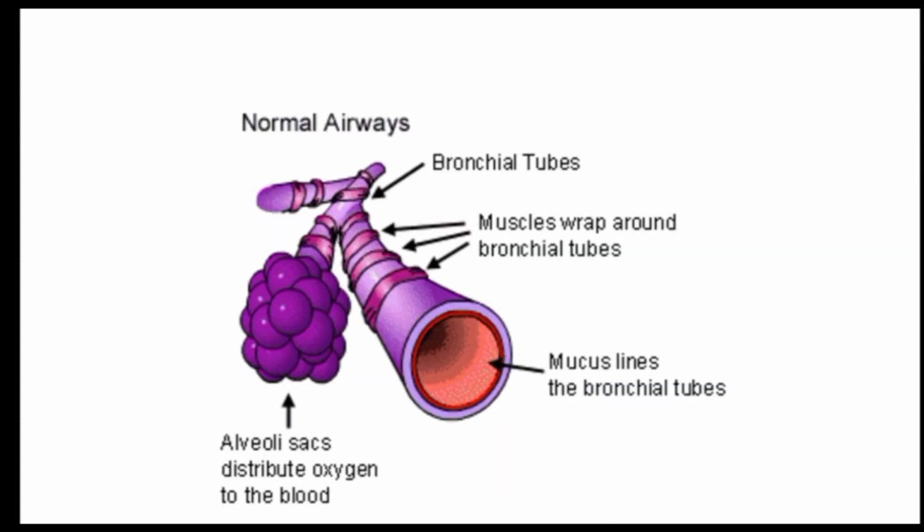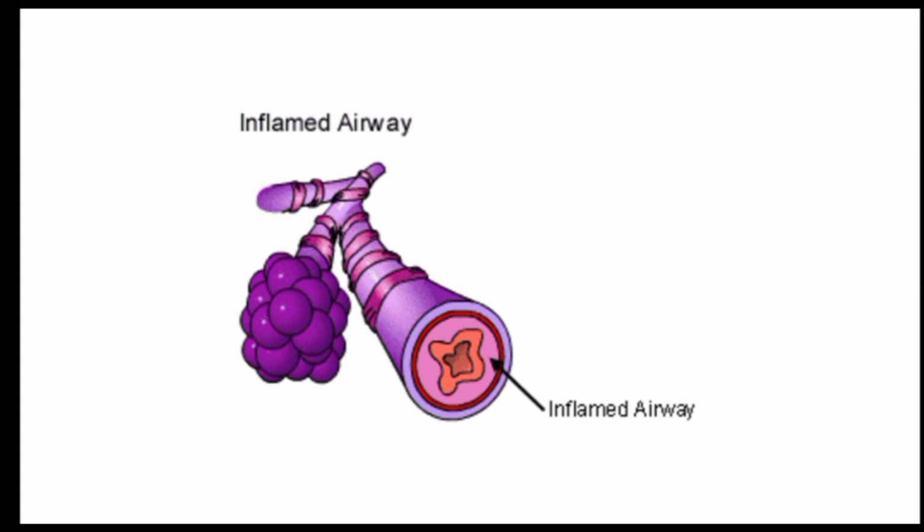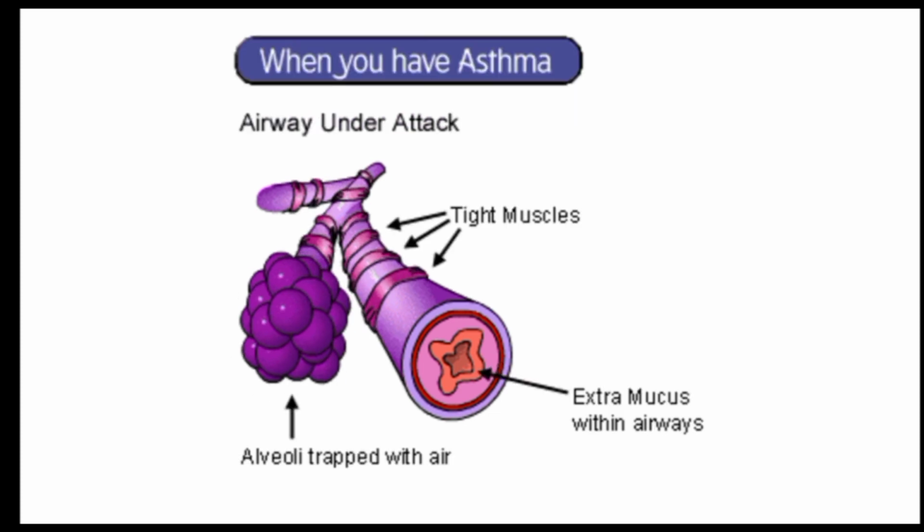Here you can see a normal airway. When this airway gets inflamed, and when you have an asthmatic attack, alveoli are trapped with the air.